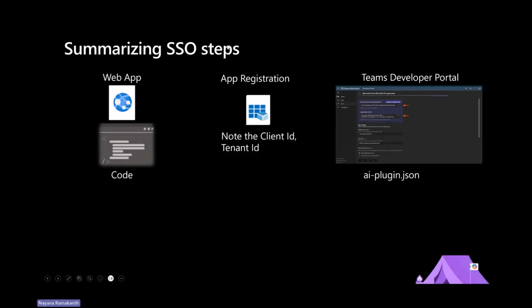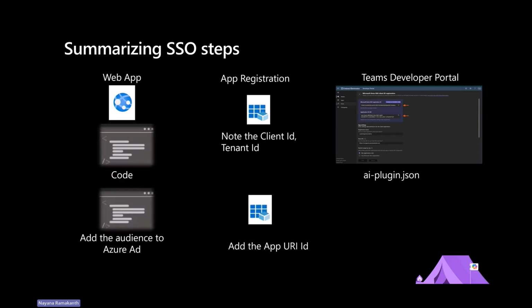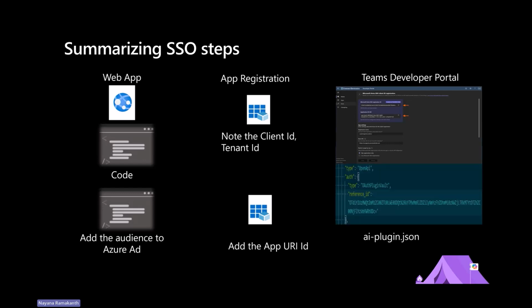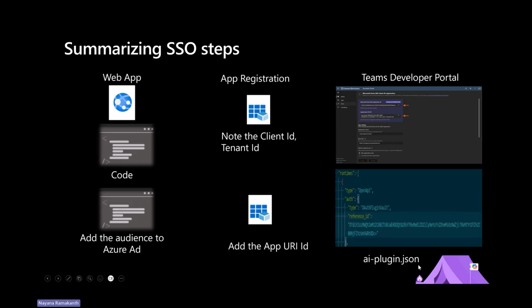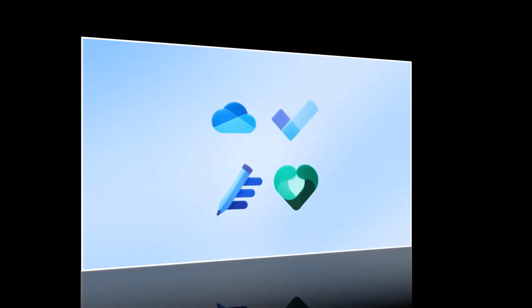Just to summarize the steps, first create the web app, deploy the code, and create an app registration. Note down the client ID and tenant ID, and in the Teams developer portal, go ahead and register this. After that, add the audience in the code, add the app URI ID, and update the AI plugin.json with the reference ID. This is how we configure the SSO for the agents.